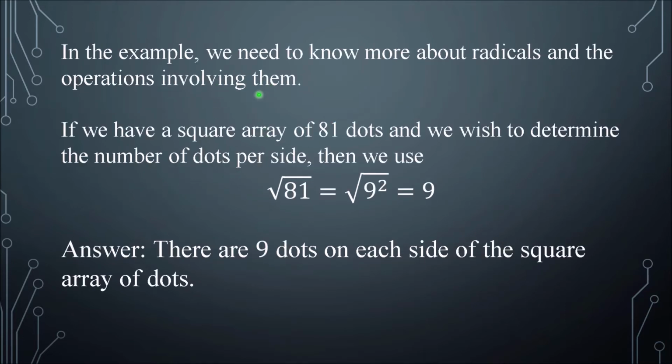Now, in this example, we need to know more about radicals and operations involving them. So if we have a square array of 81 dots and we wish to determine the number of dots per side, then we use square root of 81, which is equal to square root of 9 squared, which is equal to 9. So there are 9 dots on each side of the square array of dots. So that's how radicals work.